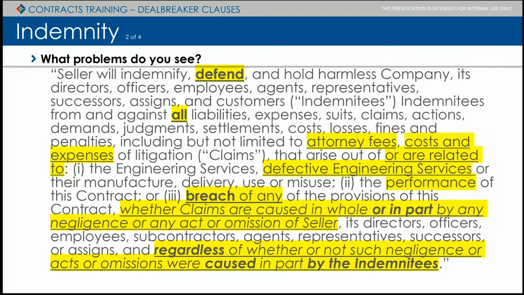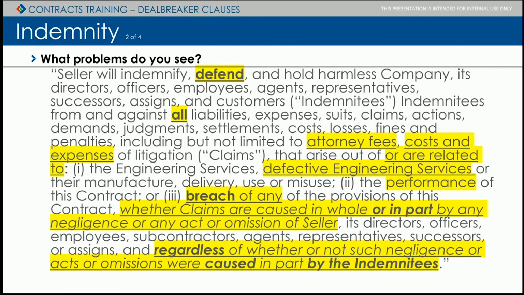Next, all means all, right? They're trying to be as expansive as possible. We really don't want to see all, because that's everything under the sun. Everything, including but not limited to attorney's fees, costs, and expenses. What I'm trying to convey in this slide is that it's very open-ended and wide.